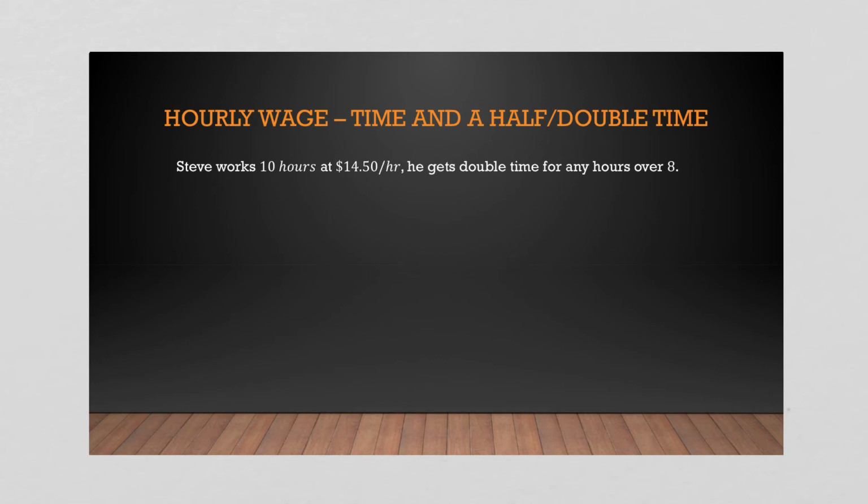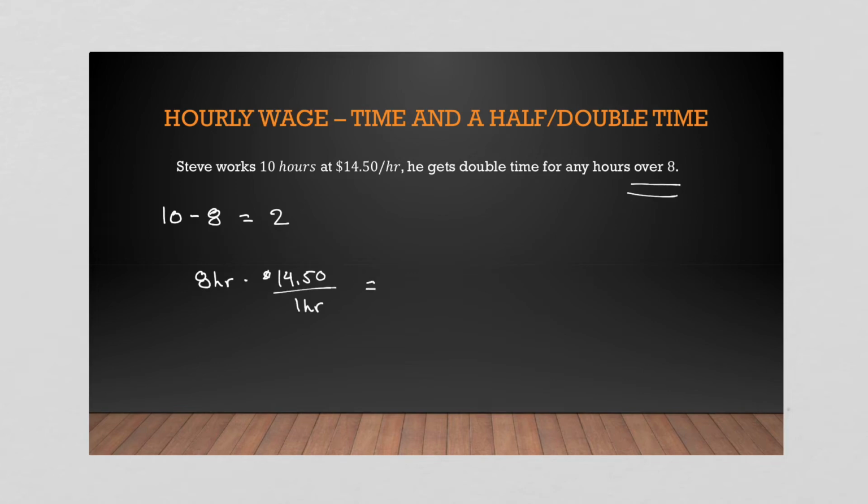So if Steve works 10 hours at $14.50 an hour and gets double time for any hours over 8, well, this happens a lot. If you work a little bit of overtime, you get paid more. So if you get double time for hours over 8, first you need to figure out, well, how many hours over 8 did Steve work? Take your 10, subtract 8. That's 2 hours of overtime. So you're going to take your 8 hours and you're going to multiply by your basic rate, $14.50.